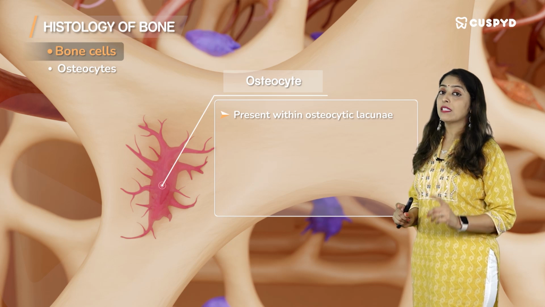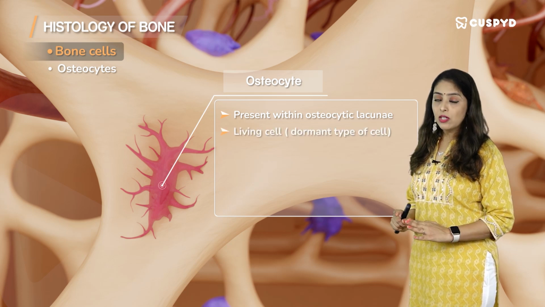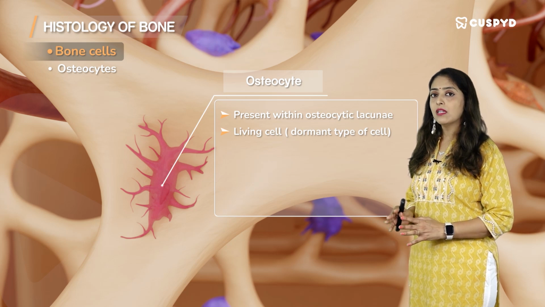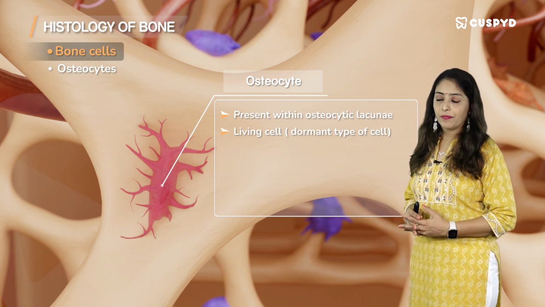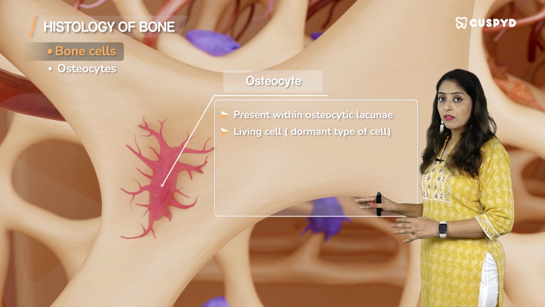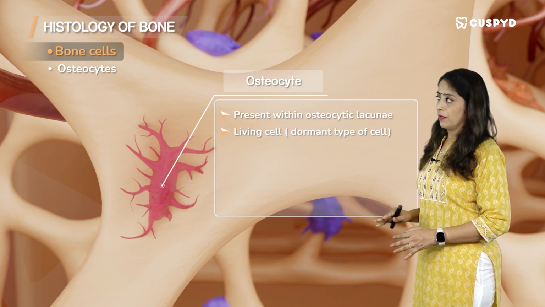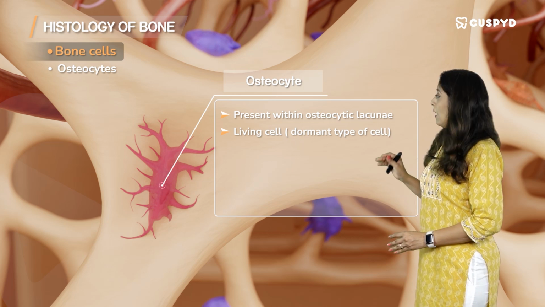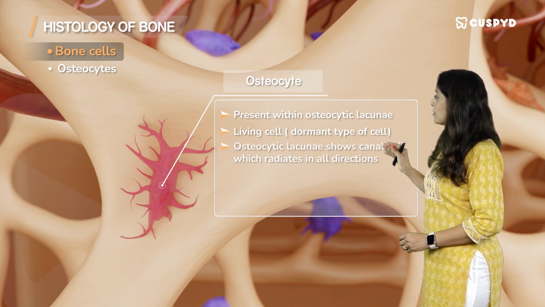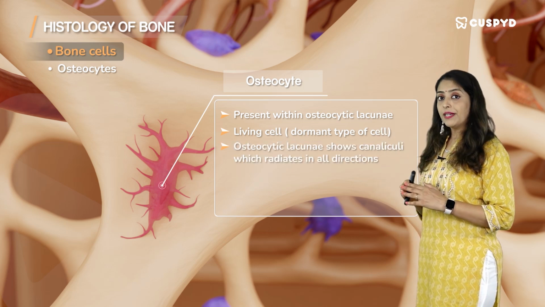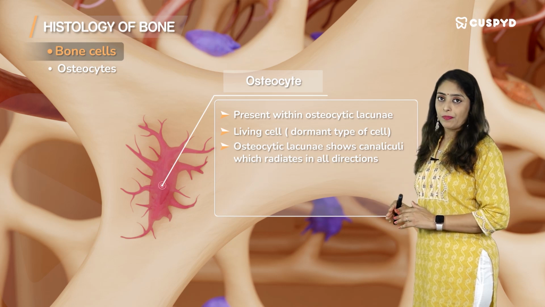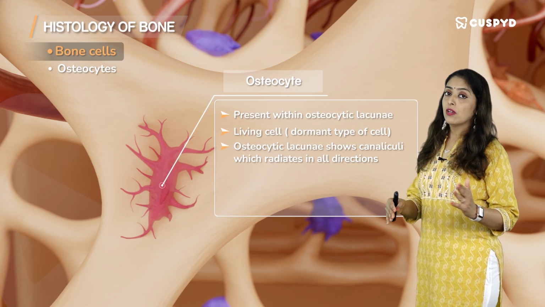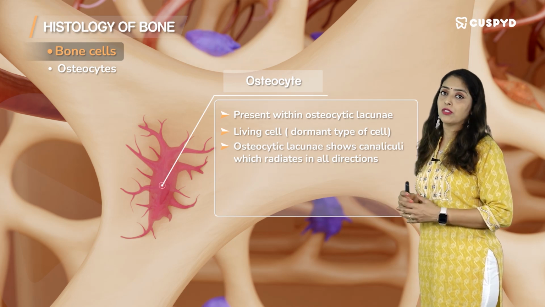Remember, the osteocyte is a living cell. It is not dead, only it is not doing any function. So it's a dormant kind of cell which can never start functioning. It's a cell that is alive but not functioning. So the osteocyte lies within the osteocytic lacunae, and the osteocytic lacunae shows the presence of canaliculi that radiate in all the directions. So the function of these canaliculi is to transport material from one osteocytic lacunae to another.